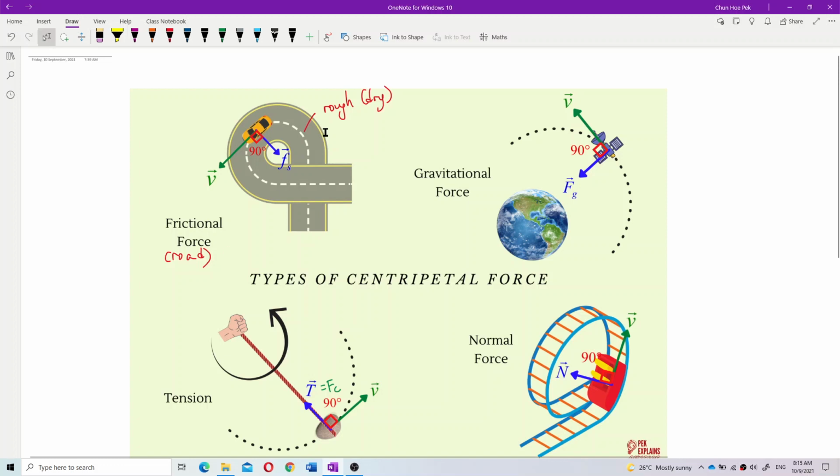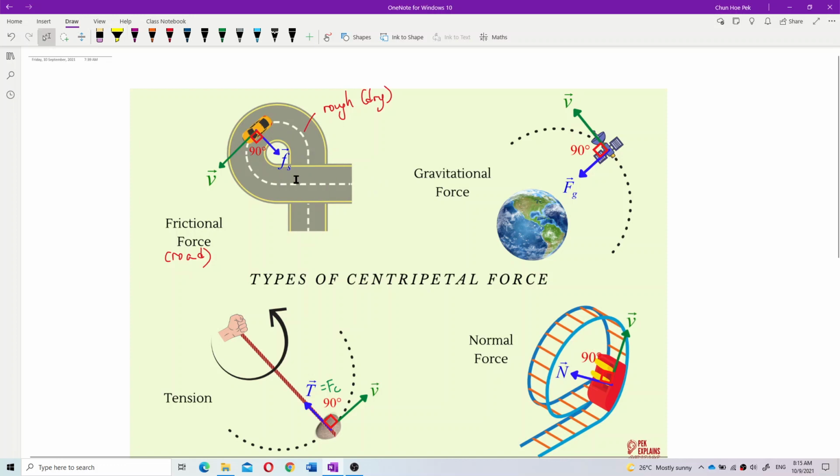If the road does not have enough friction, like during a rainy day, it's very dangerous for the car to make a U-turn, because anytime the car will skid, will lose grip from the road, and an accident will happen. It cannot make a successful U-turn. Or if the car moves too fast and the road does not have enough friction, it's very dangerous for the car to move in a circular motion, to make a U-turn on the road.